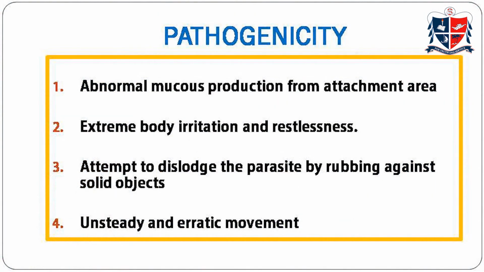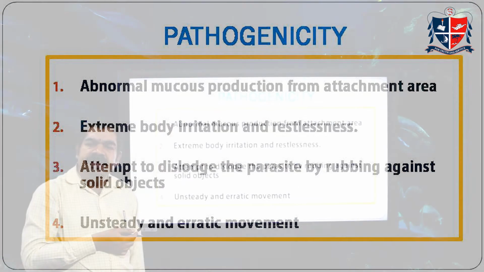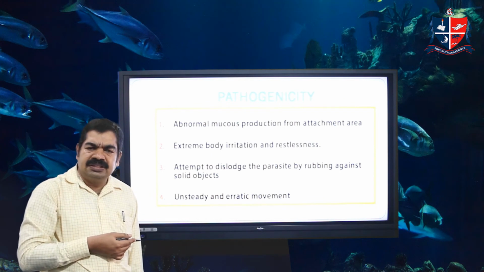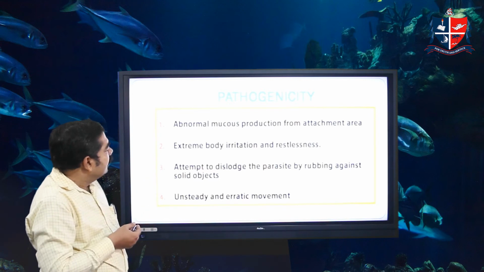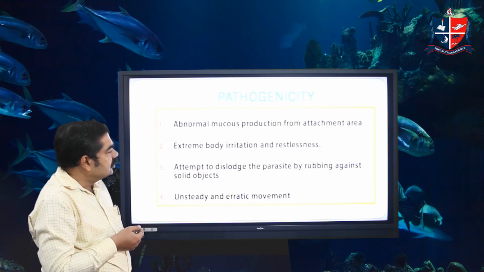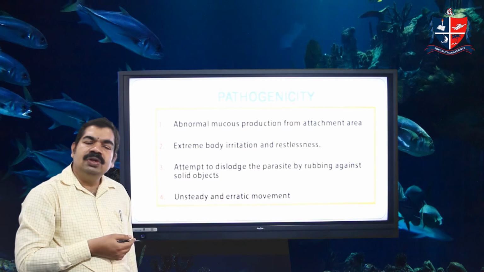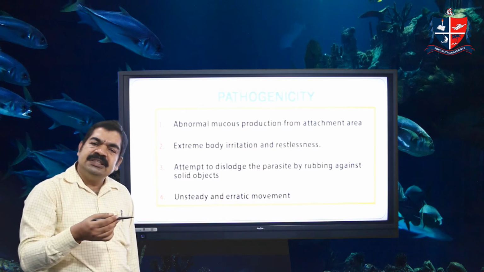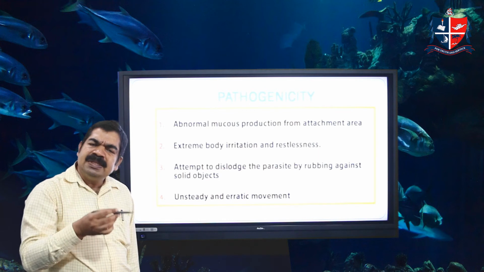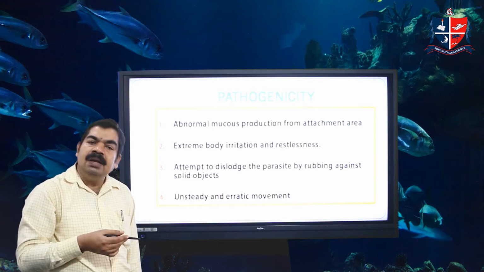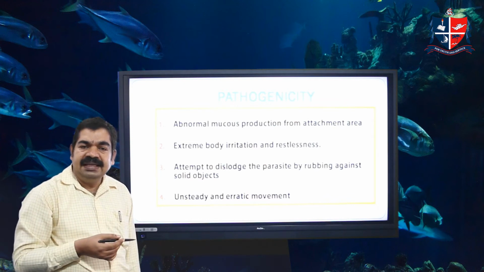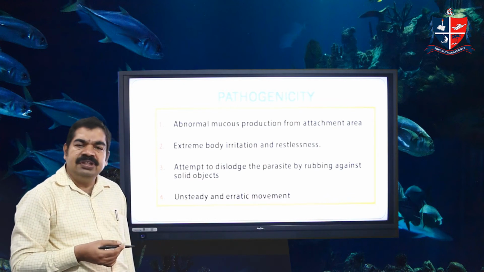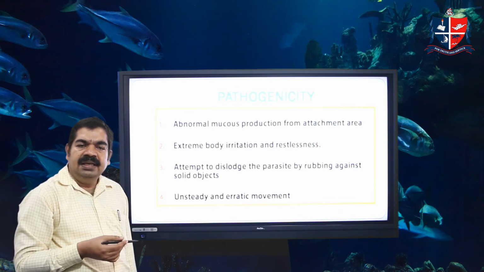Now, coming to the pathogenicity of leeches. Pathogenicity means what are the after effects when a leech infects a fish. The first point is abnormal mucus production at the attachment area. So, when a leech attaches to the body of the fish, the attachment site will produce abnormal mucus. That is a disorder caused by the attachment of the parasite. So that is the first pathogenicity symptom of leech attachment on the fish body.